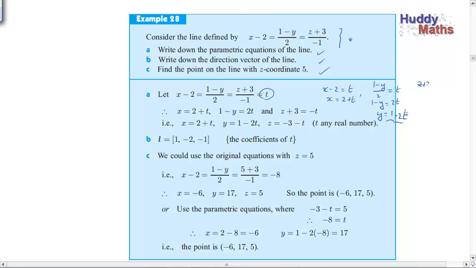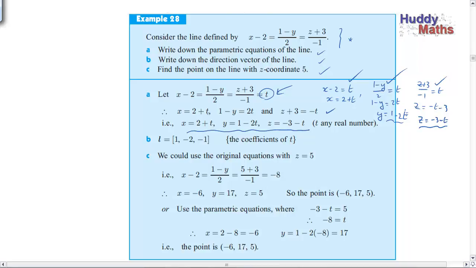And so here z plus 3 on neg1 equals t. So z equals neg t take 3. Or we usually put the number in front, neg 3 take t. Okay, so that's how you unpack those. You don't forget to put that and that make up these three little expressions. So therefore we've got the parametric equations now.